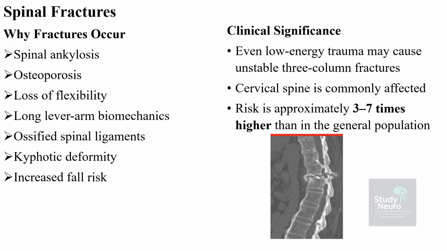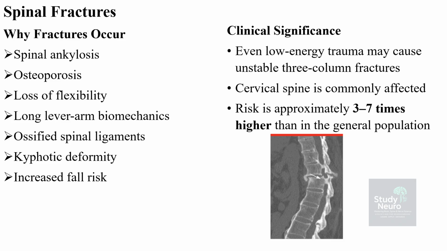Spinal fractures are an important complication of ankylosing spondylitis. As the spine becomes fused and loses its normal flexibility, it behaves more like a long, rigid bone, so even a minor fall can produce a serious fracture. Osteoporosis further weakens the vertebrae, while the long lever arm effect of the rigid spine increases the forces transmitted across the injured segment. Kyphotic deformity and ossified spinal ligaments can add to this mechanical stress, and reduced mobility may also increase the risk of falls.